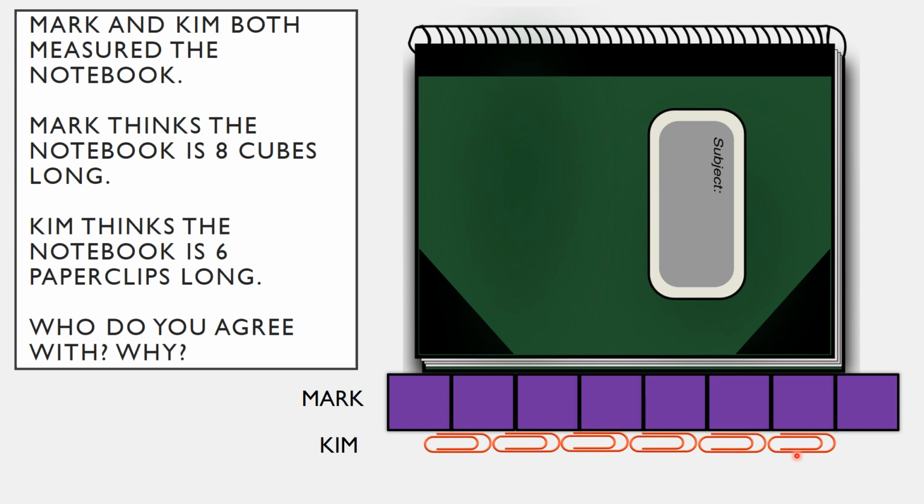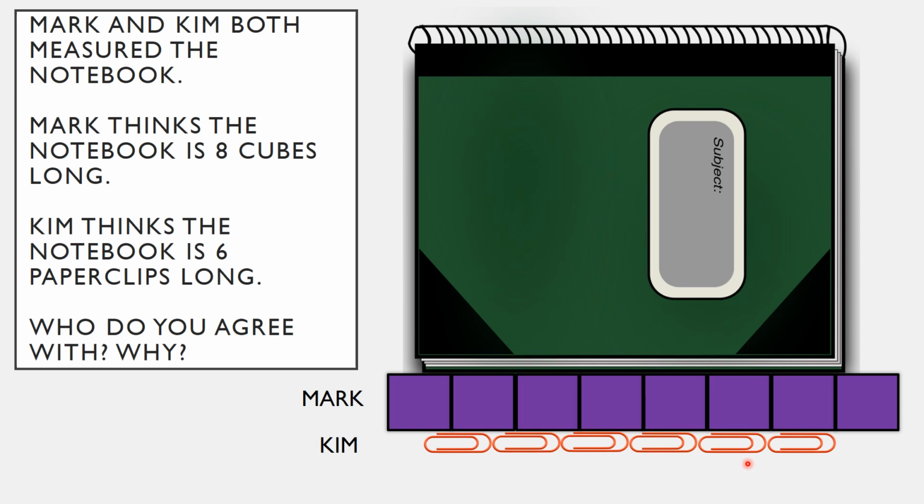Welcome back. So I can see that Mark used cubes that are all the same size. He also made sure there was no spaces or gaps left between his measuring tools, and he did not overlap them. I can see Kim followed those same rules. She did not overlap her tools. They are all the same size, and there are no spaces or gaps in between. But I noticed something different that Kim did that Mark did not. What is it?